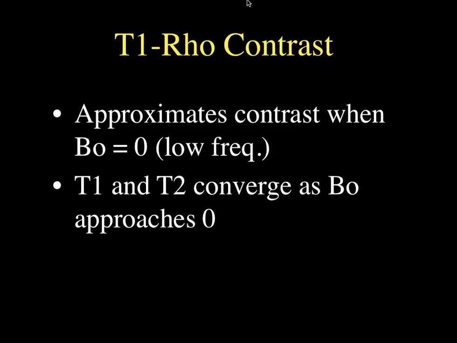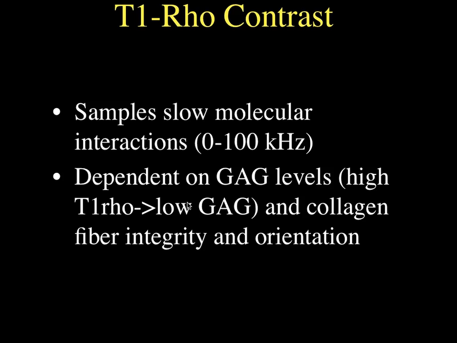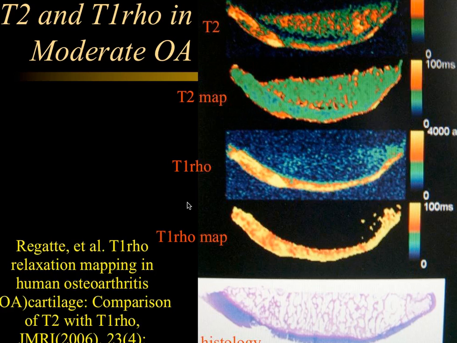And one of the other things that happens as you lower the B0 is that T1 and T2 converge, and actually at zero magnetic field, T1 and T2 become the same entity. But we don't need to go into that. This is all the stuff we just talked about. And this is just a study from the literature from 2006.